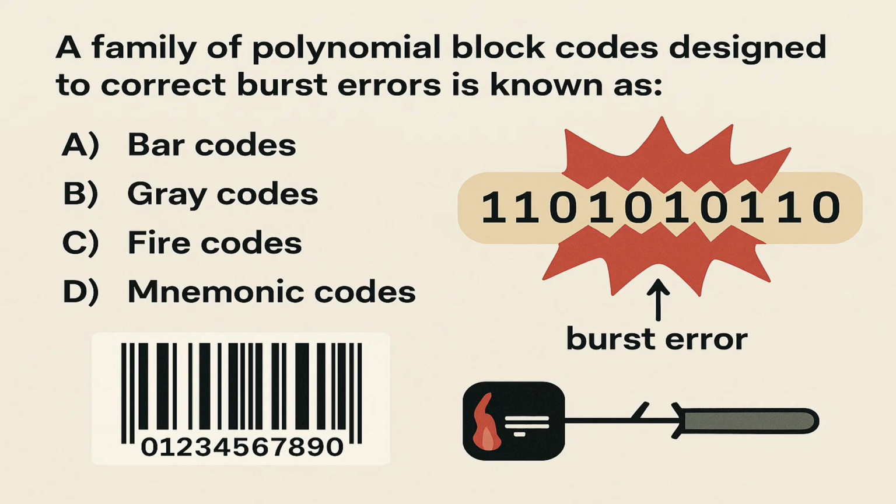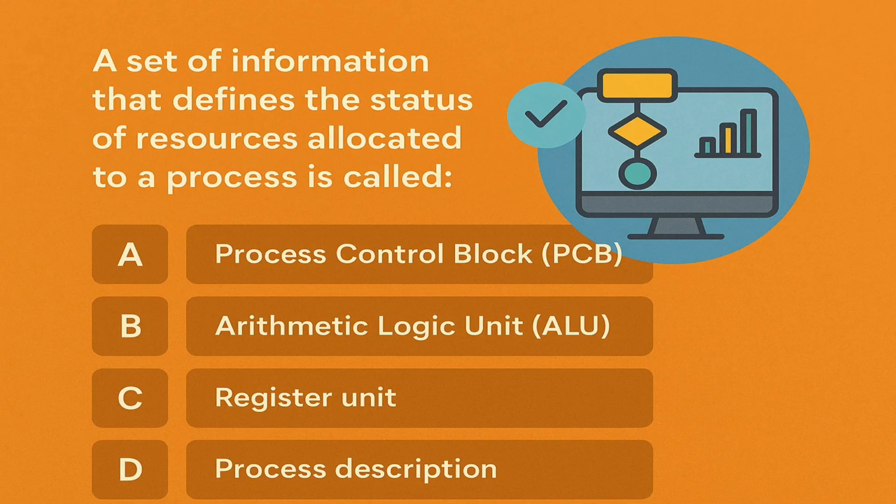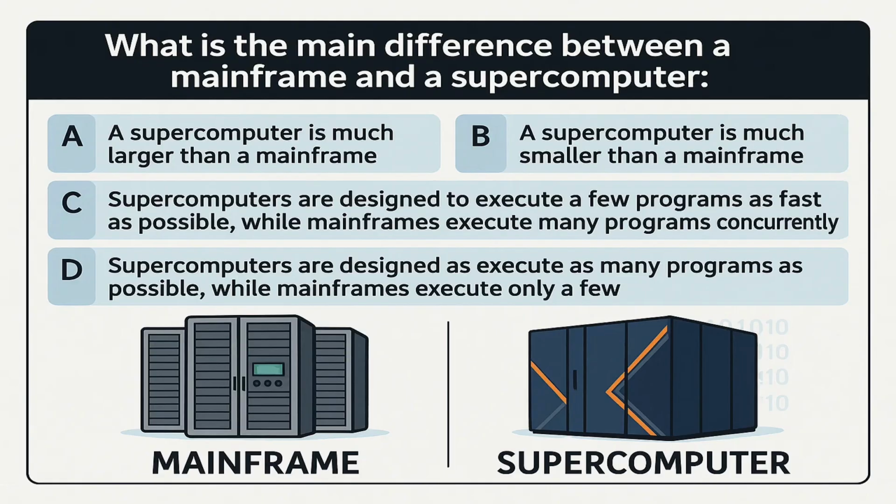A family of polynomial block codes designed to correct burst errors is known as fire codes. A set of information that defines the status of resources allocated to a process is called Process Control Block (PCB). What is the main difference between a mainframe and a supercomputer? Supercomputers are designed to execute a few programs as fast as possible, while mainframes execute many programs concurrently.